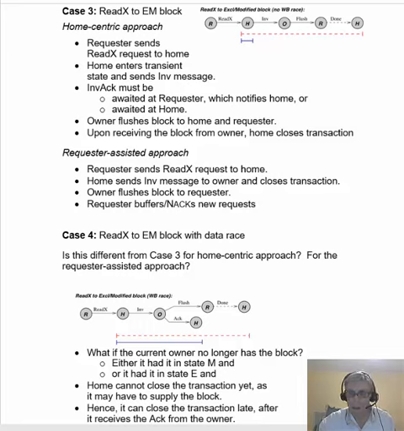Well, because there's a data race, the current owner may no longer have the block. Suppose it didn't. Either it had it in state M, and what must have happened then, or it had it in state E, and what must have happened then?